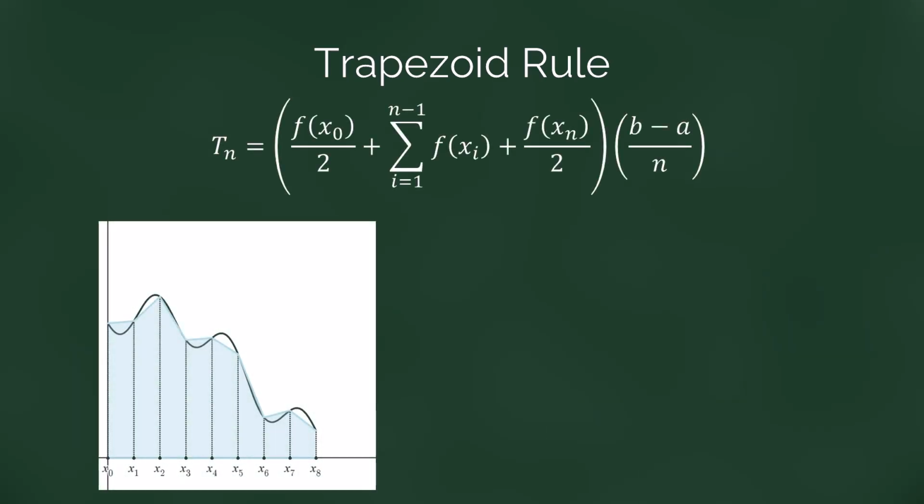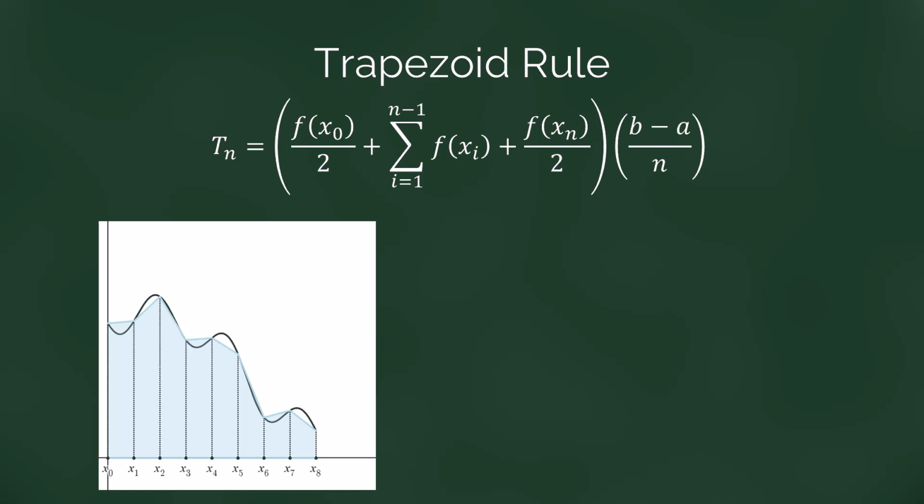Let's take a look at the formula that's going to allow us to use the trapezoid rule to approximate area. T sub n will represent the trapezoidal approximation using n subintervals. And we can see that that formula is going to be f of x naught divided by 2. Remember that x naught is going to be our leftmost endpoint. Then we're going to sum up f of x sub i for all of the rest of the x sub i's, except for the last one. F of x sub n we will also divide by 2. Then we're going to multiply that entire sum by b minus a over n.